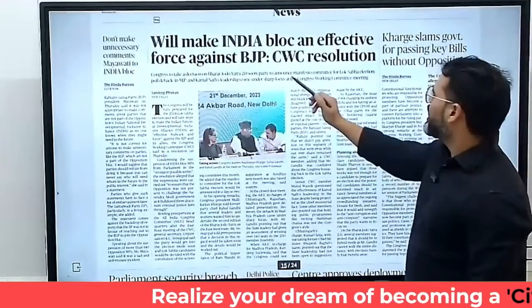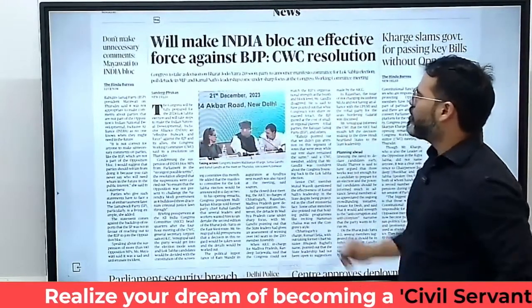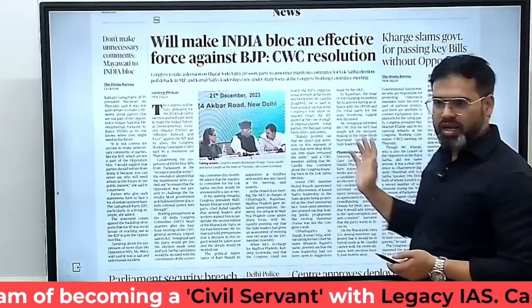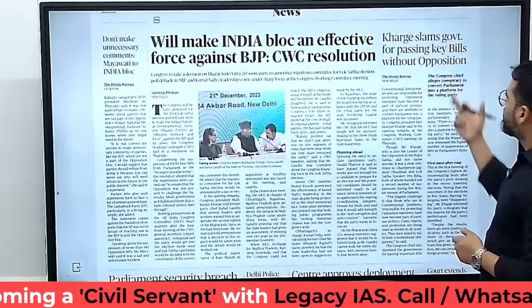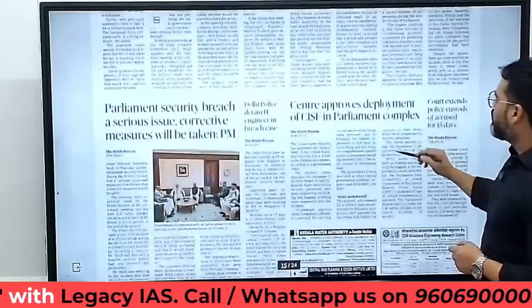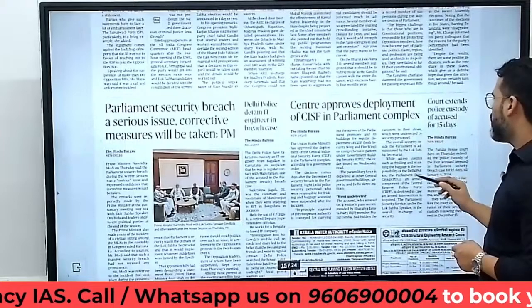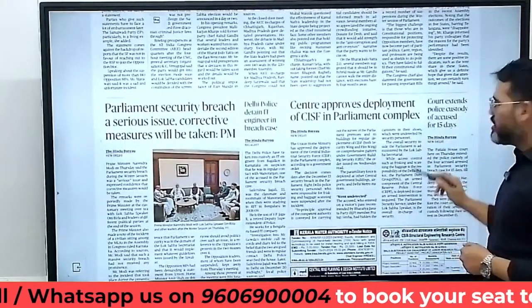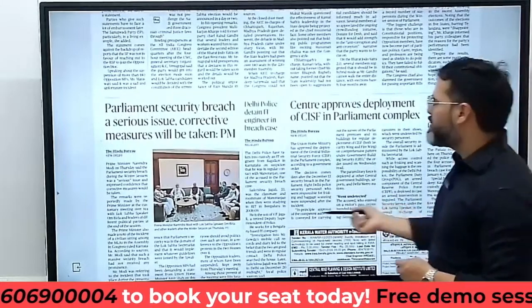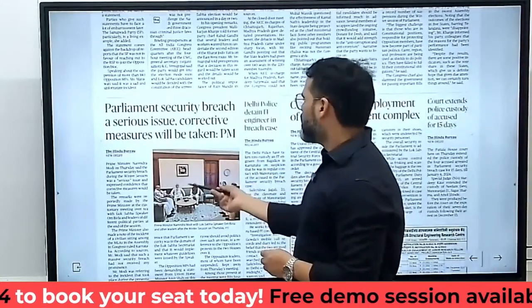Again देखो, will make India block an effective force against BJP. Political news है, कह रहे थे leave it. Khadge slaves for passing, not important, correct. Center approves deployment of CS in Parliament complex, again not important. Court extend police custody of accused 15 days, not important. Parliament security serious issue, correct, need to be taken.